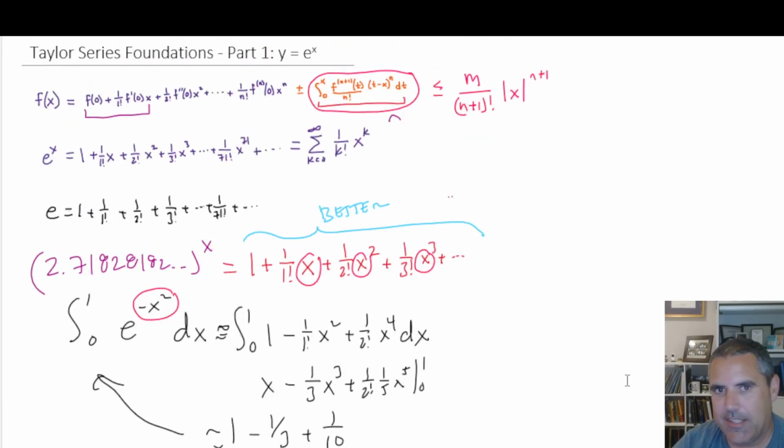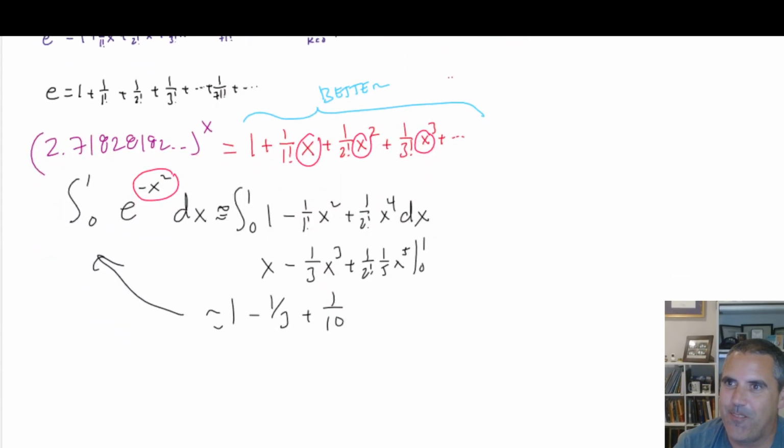So that's the idea. If this is interesting to you, I can do a similar thing for sine and cosine and arctangent and log, and just look at the patterns. Those would be faster videos. All right, hope that's interesting.